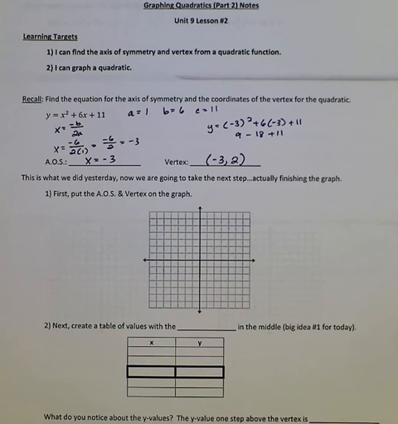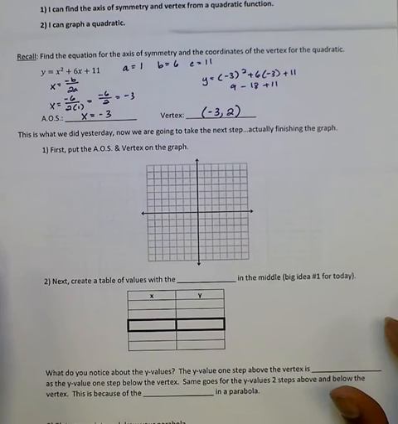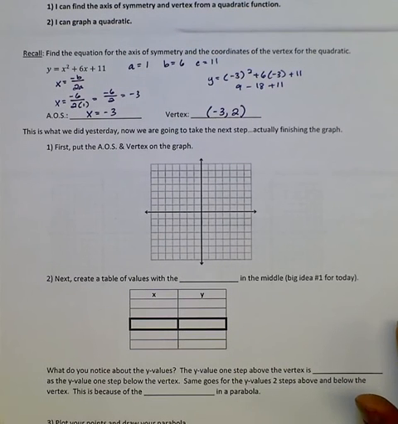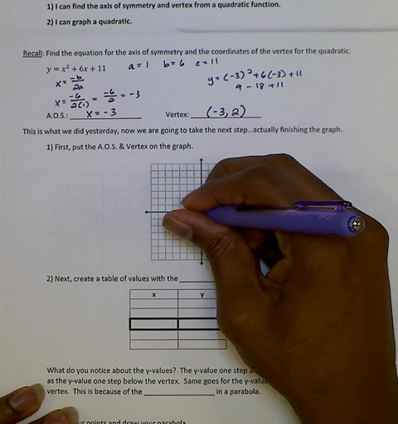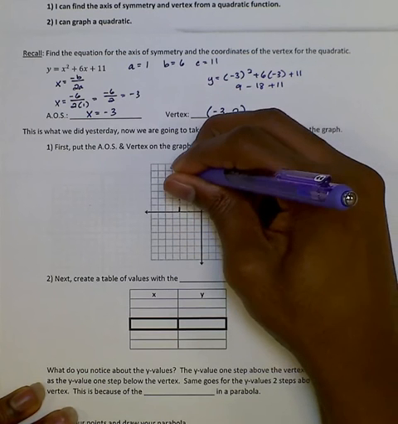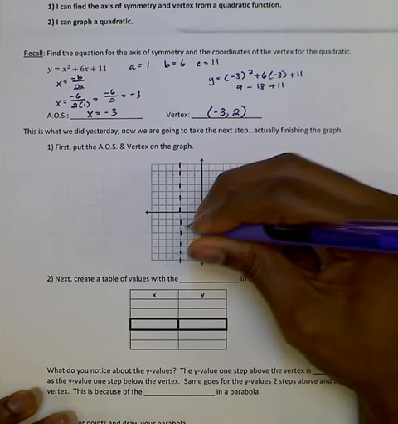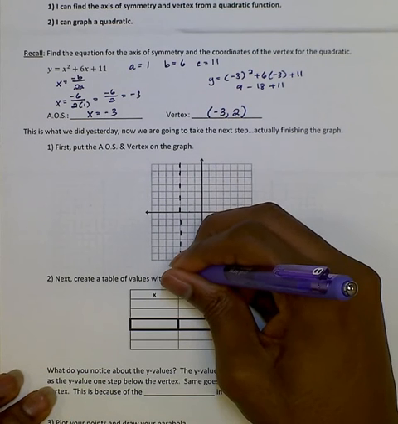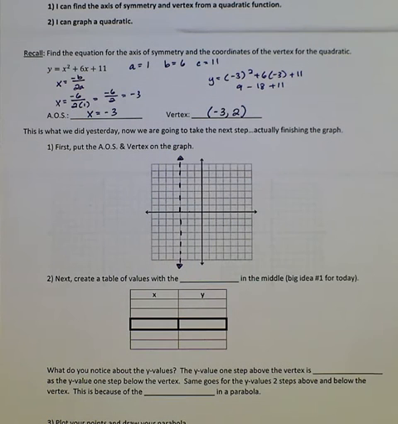Now we're going to take that to the next step and actually finish the graph. So we're going to graph this function, x squared plus 6x plus 11. First we're going to put our axis of symmetry and our vertex on the graph. Our axis of symmetry, x equals negative 3, 1, 2, 3, negative 3. Remember, that's a vertical line. I'm going to draw a dotted vertical line here. This is not really a part of our graph. It is the line that cuts it in half, but we'll use this as a tool to make our graphing a little bit easier.